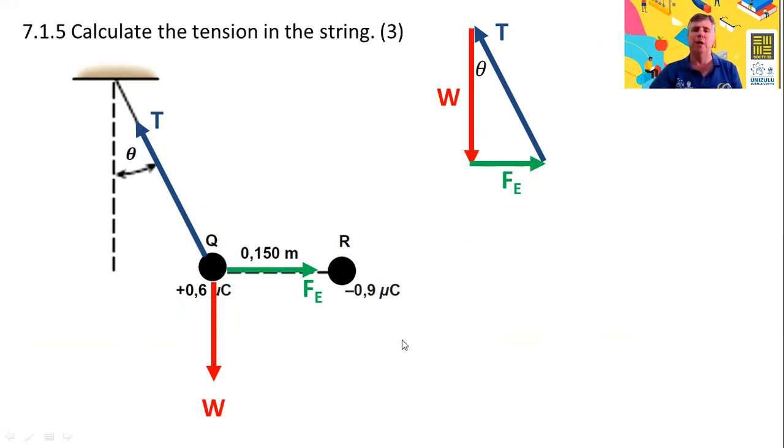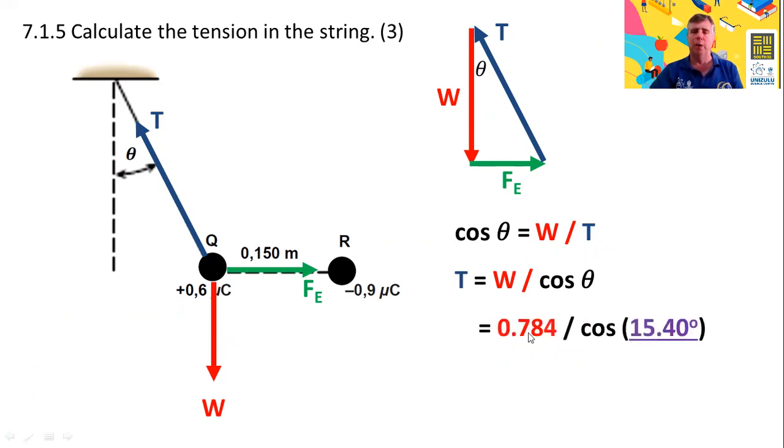Let's do 7.1.5, calculate the tension in the string. Because we've already drawn the triangle of forces, again, it's just a simple trigonometric calculation. Cos of theta is the weight over the tension. Therefore, the tension equals the weight over cos theta. And the weight we've already calculated was 0.784. And theta, 15.4 degrees, was the answer to 7.1.4. And that gives you an answer of 0.81 newtons. And of course, you'd expect it to be similar to the weight, because you can see from the triangle, they should be similar forces.